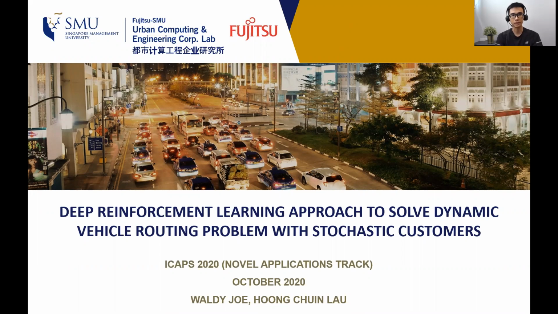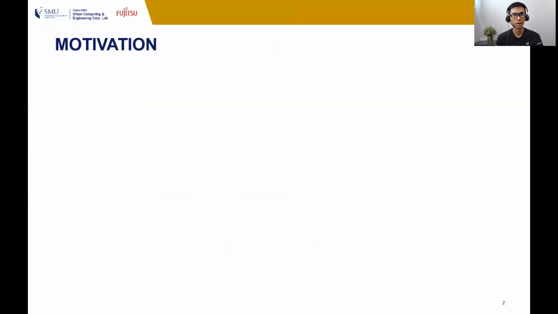The title of the paper is Deep RL Approach to Solve DVRP with Stochastic Customers, and it's submitted under the Novel Application Track. The motivation behind this research paper is as follows.